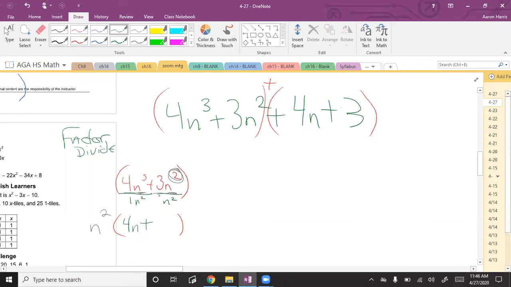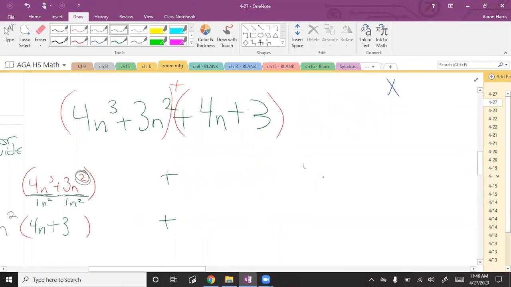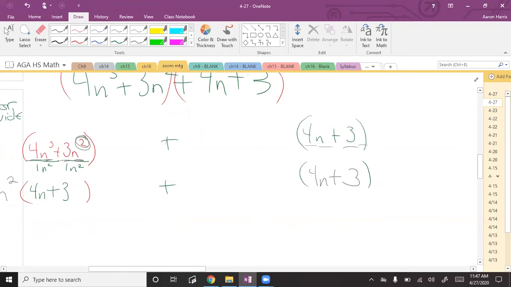Plus 3 divided by 1 is? 3. N squared divided by n squared. 1. Good. So I'm done there. Bring down the what? The plus sign. Good. Now I do this by itself. 4n plus 3. Put it in parentheses. Drop down my parentheses. Is there any GCF for 4 and the 3? Nope. Is there an n on both sides? No. So there's nothing I can pull out, correct? Mm-hmm. So now what do you notice?